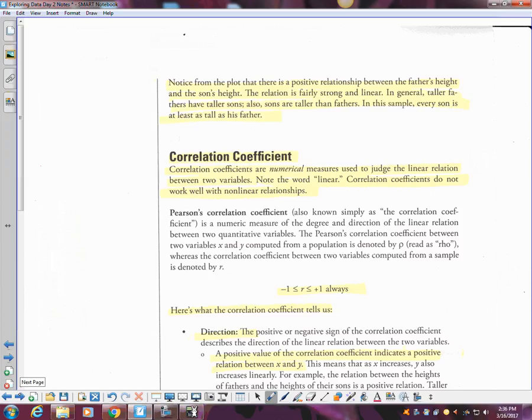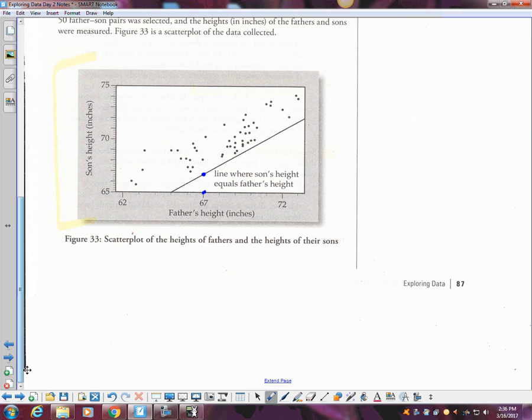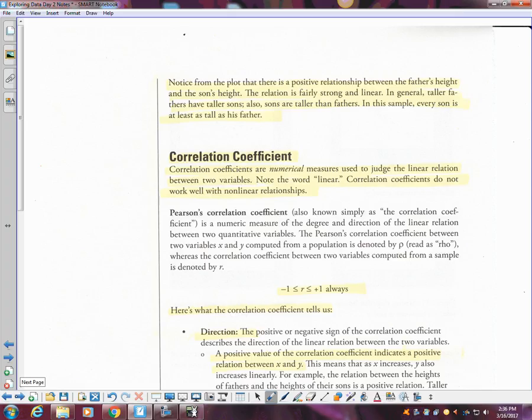Notice from the plot there's a positive relationship. It's fairly strong, definitely linear, but in general, taller fathers have taller sons, and also sons are taller than their fathers. So two conclusions here. Taller fathers have taller sons. So if we look back, the taller the father, the taller the son. But we also notice that most dots are above the line where the sons equal the fathers, and that just means that the sons are taller than their fathers. And in this particular sample, every single son is at least as tall as his father.